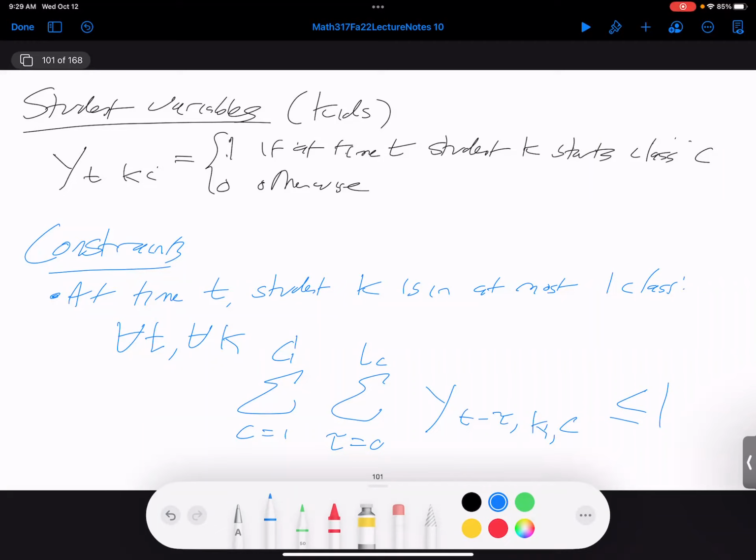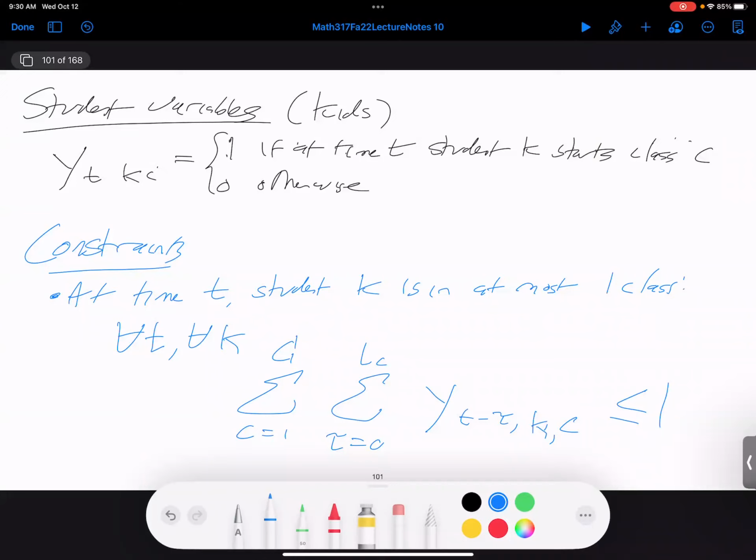It is possible to violate this constraint at Williams. You can be enrolled in 2 classes at the same time. I will not talk about this with the camera rolling, but it is possible. This, however, is a good constraint for most people. So what I want you to see from all of this is that we can handle constraints like this very easily in the confines of linear programming.